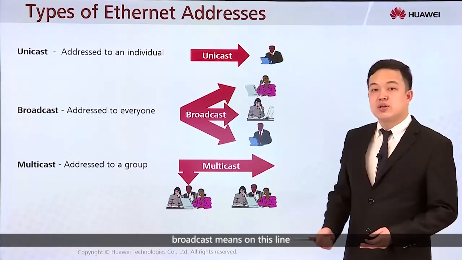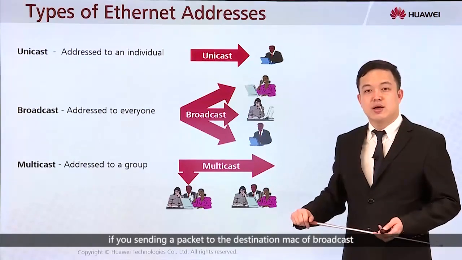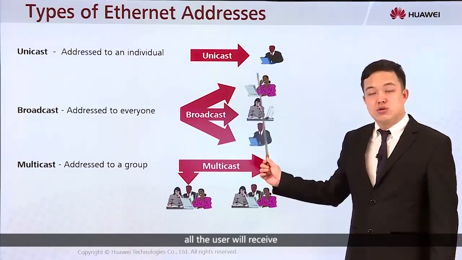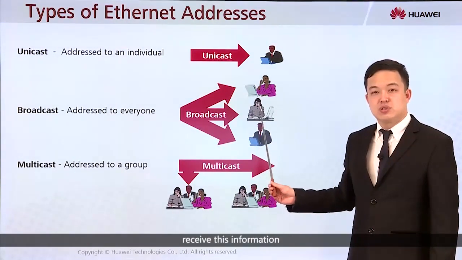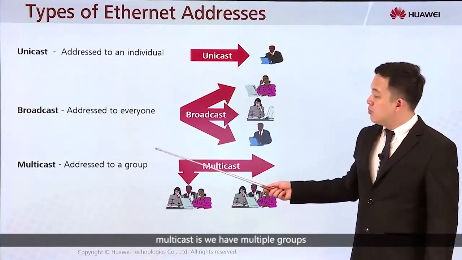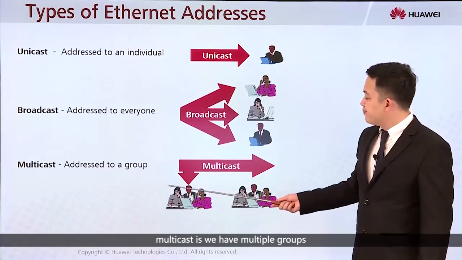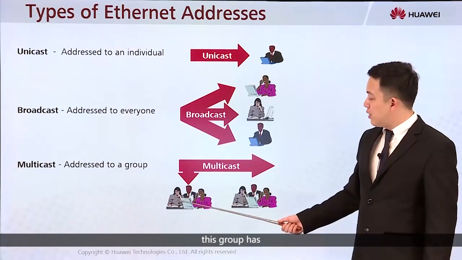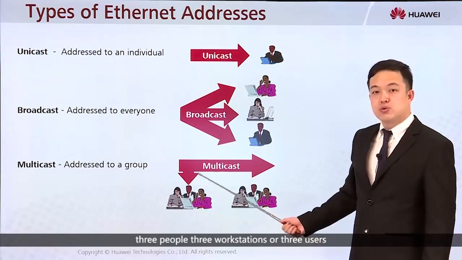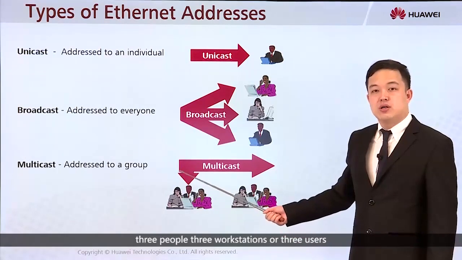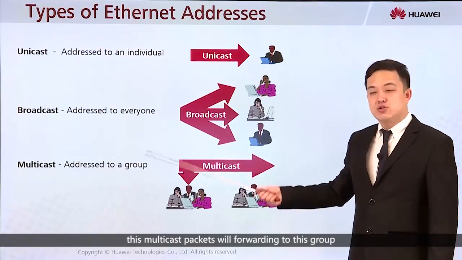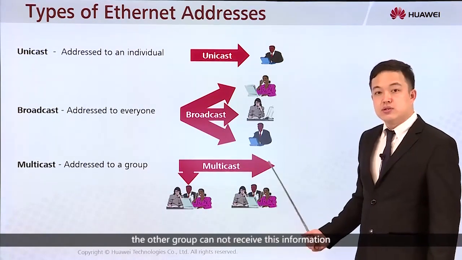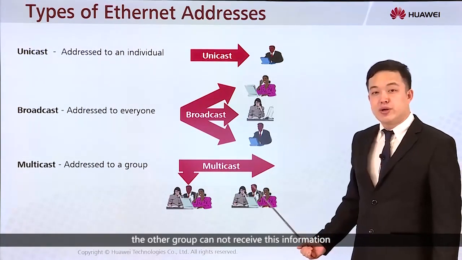Broadcast means on this line, if you send a packet to the destination MAC of broadcast, all the users will receive this information. Multicast is where we have multiple groups. This group has 3 people, 3 workstations or 3 users. This multicast packet will be forwarded to this group. The other group cannot receive this information.